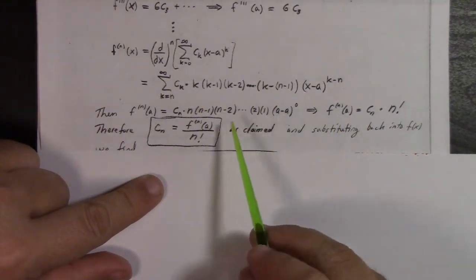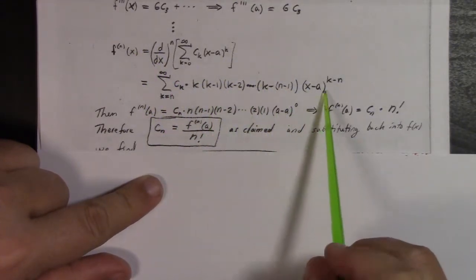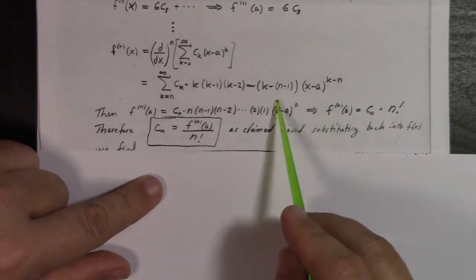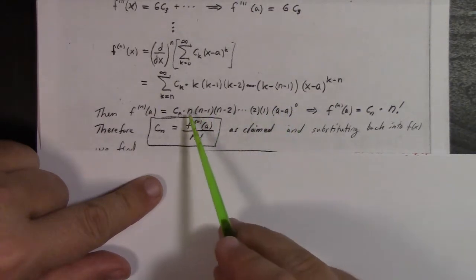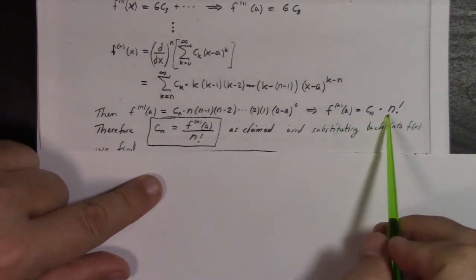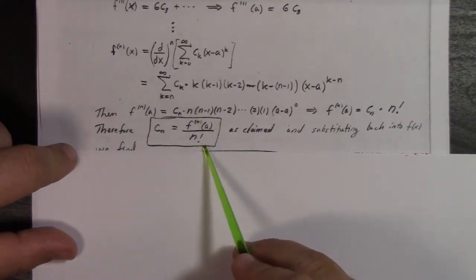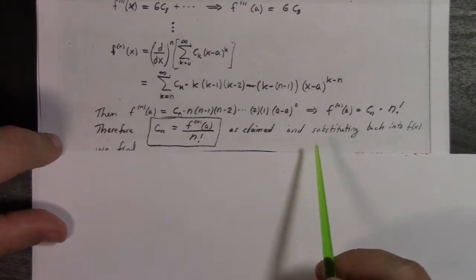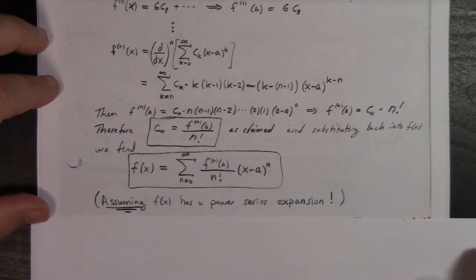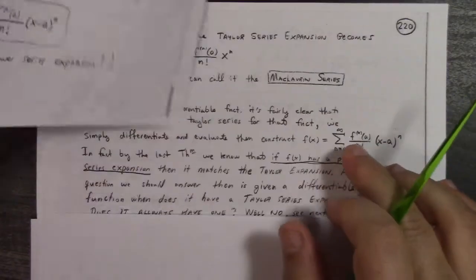And so, in short, if I take the nth derivative and plug in a, this is 0 except when k is equal to n, and when k is equal to n, that's just a minus a to the 0, which is 1, and this gives me n factorial times cn. So we get the nth derivative evaluated at a as cn times n factorial. Therefore, cn is the nth derivative of f at a divided by n factorial as claimed, and if we plug it back into f of x, we find the Taylor expansion of f centered at a. All of this is assuming f of x has a power series expansion.